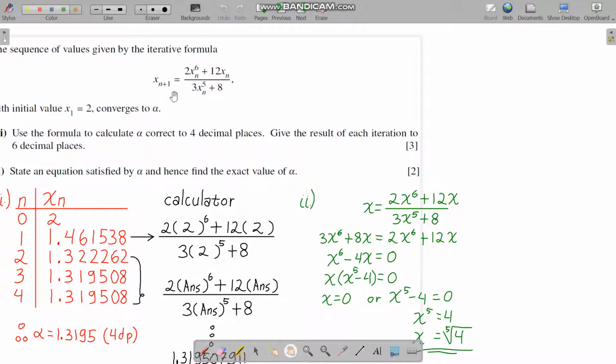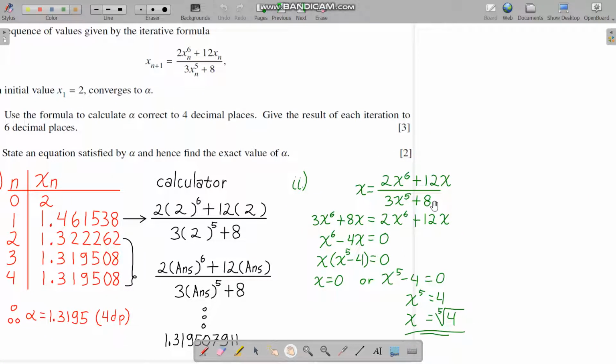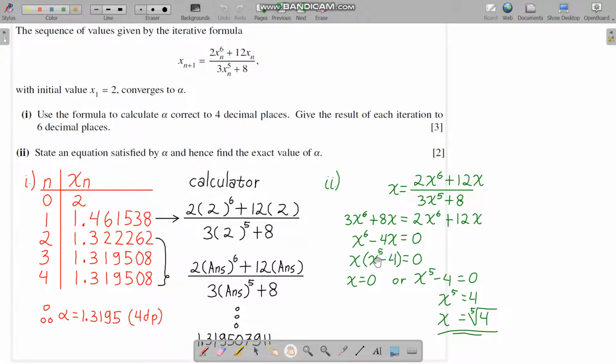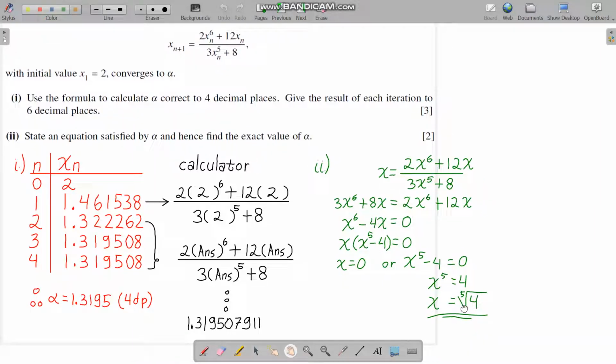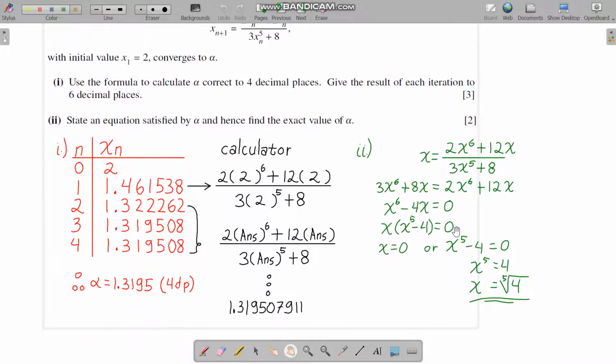So from the iterative formula, you just ignore the n plus 1 and the n here. So we have x equals 2x to the 6 plus 12x all over 3x to the 5 plus 8. And you can cross multiply, and then you simplify, and if you solve the equation analytically, you get 0 and the 5th root of 4, and the answer would be this one here, because obviously it's not 0 here.